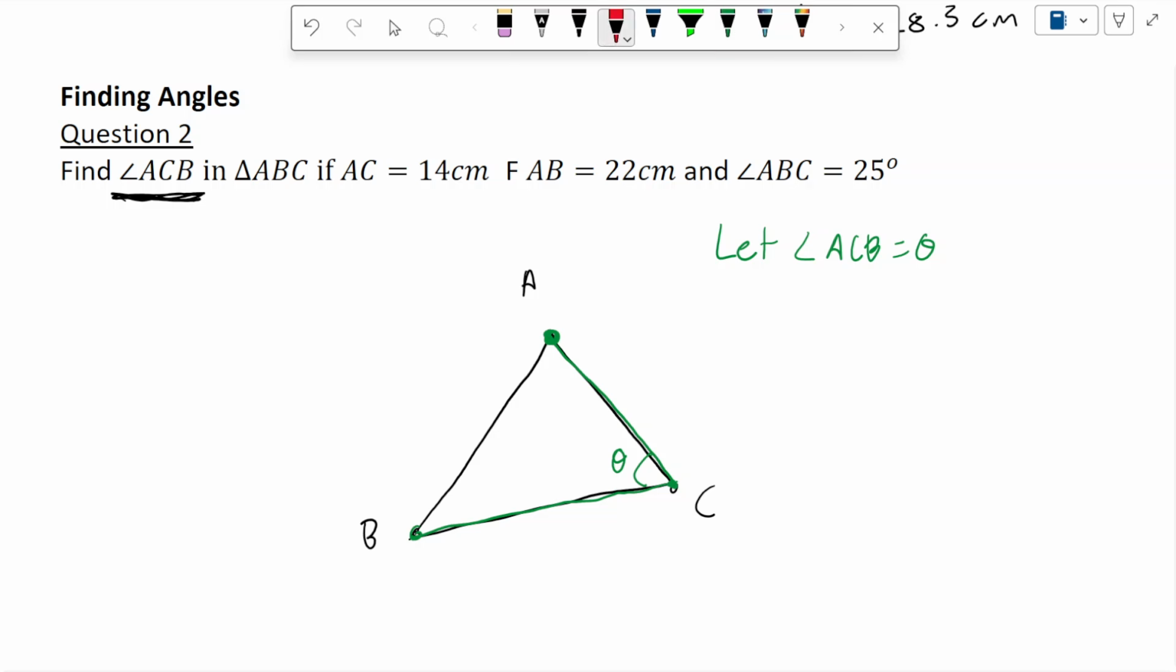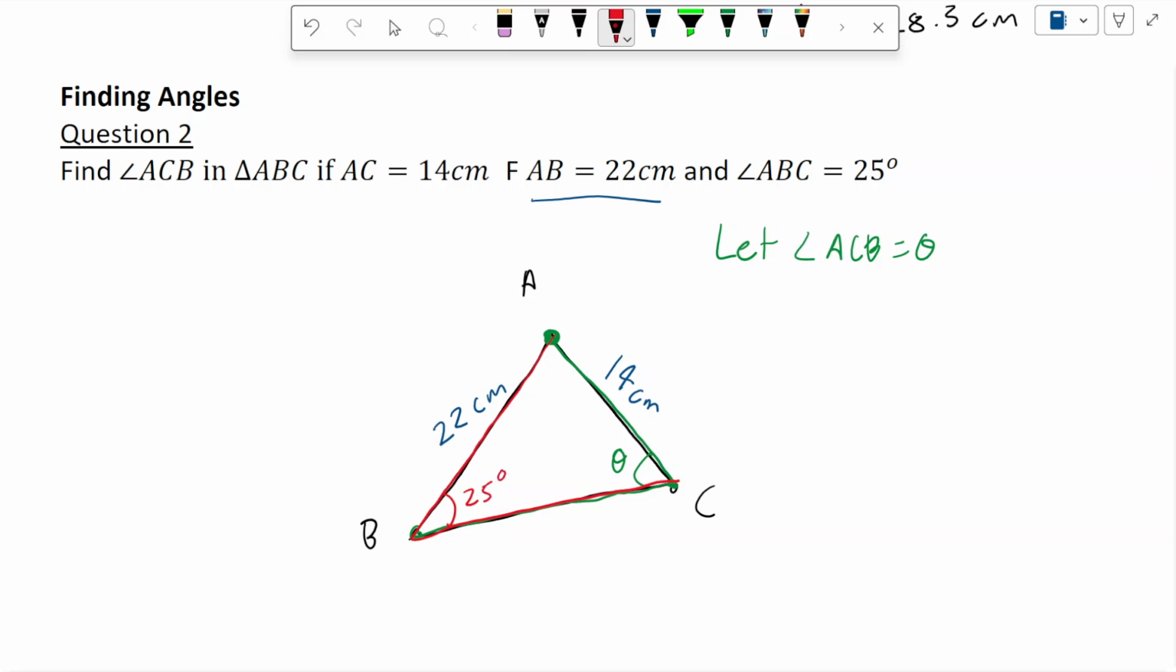Okay, if AC is 14, so we've got this length here is 14 centimeters. AB is 22, so this length here is 22 centimeters, and angle ABC is 25. So angle ABC is going to look like A to B to C, so that angle there is 25 degrees.